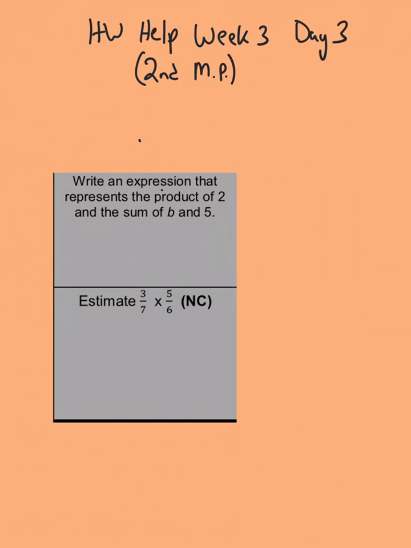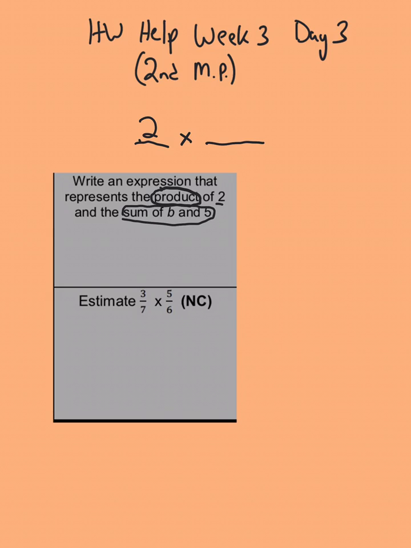First off, I see product, so I know somewhere there's going to be multiplication. Now, I'm wondering what the product is going to be of. It's going to be the product of two things. We have to multiply two things, right? Well, it says it's the product of 2. Well, that's one of the things. And the sum of b and 5. So the sum of b and 5 is the other thing.